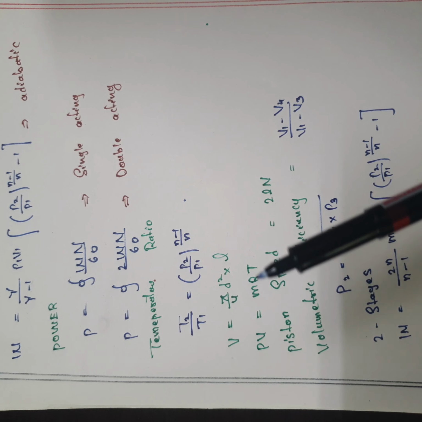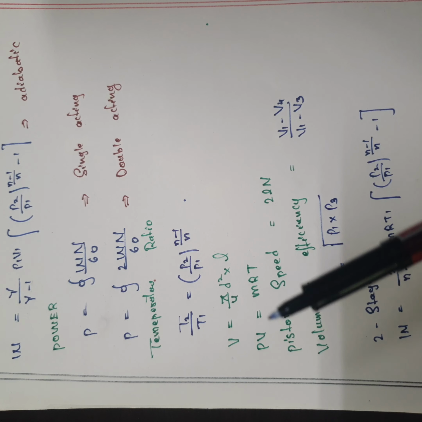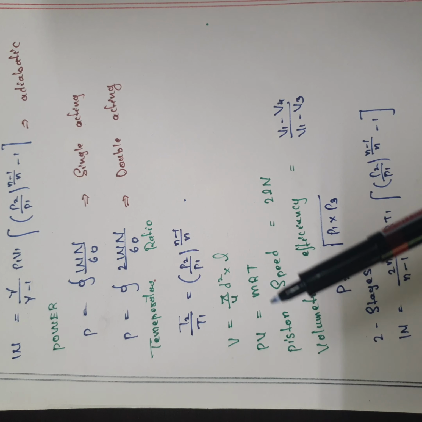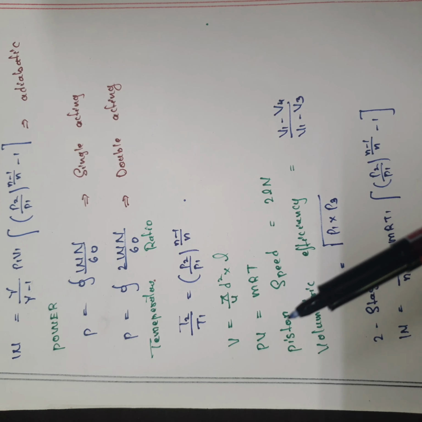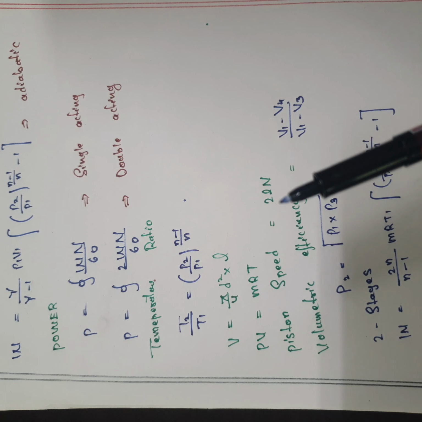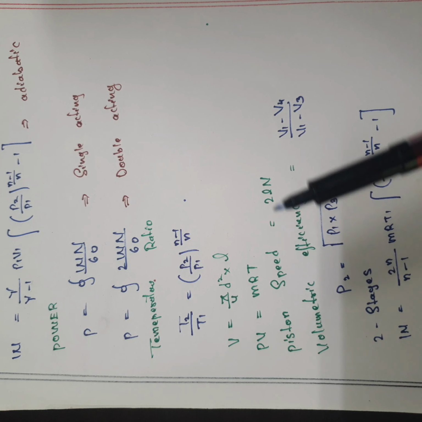If diameter and length are given, how to find out the volume? If mass is given, use PV is equal to MRT. If piston speed is there, most of the problems will be asked on piston speed, which is 2Ln by 60. Like this, a question is given and one derivation is given. In the next video I will show you the derivations, and what the two important derivations are.